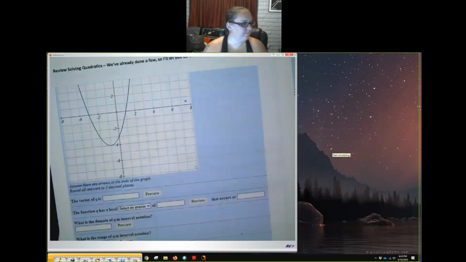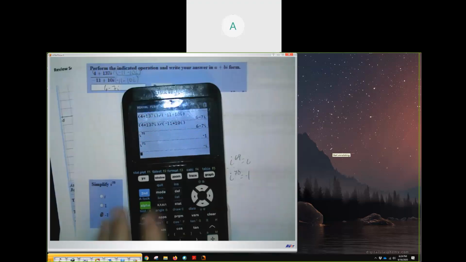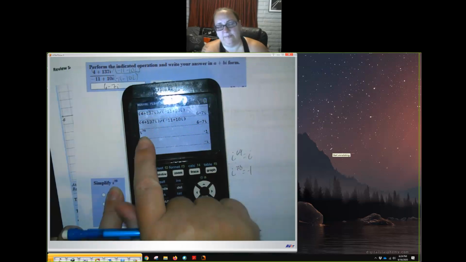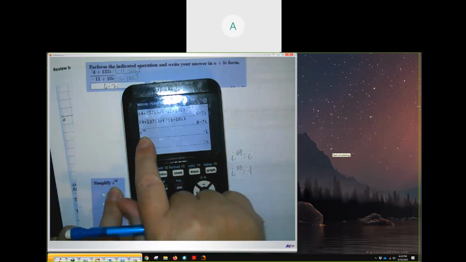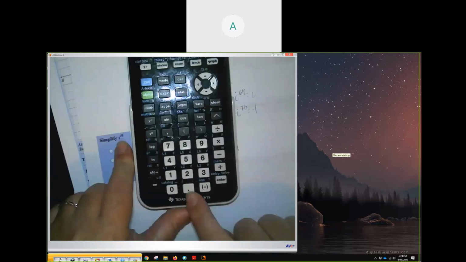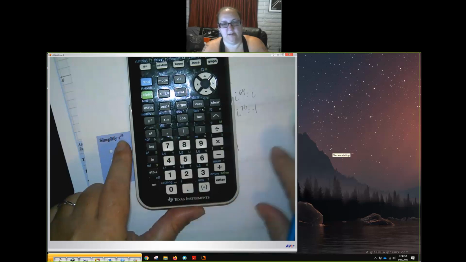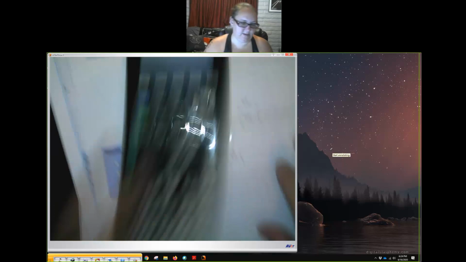Can I see what you did on your calculator really quick? I just did exactly what it shows right here. i to the 70. See it? Yeah, but where's i on my calculator? It's the second and then decimal point. See it right there? Second and then decimal point. Okay, cool. All right.